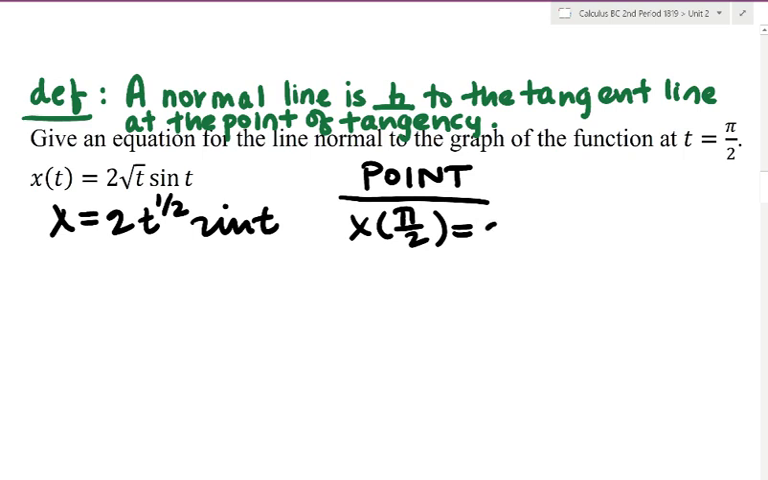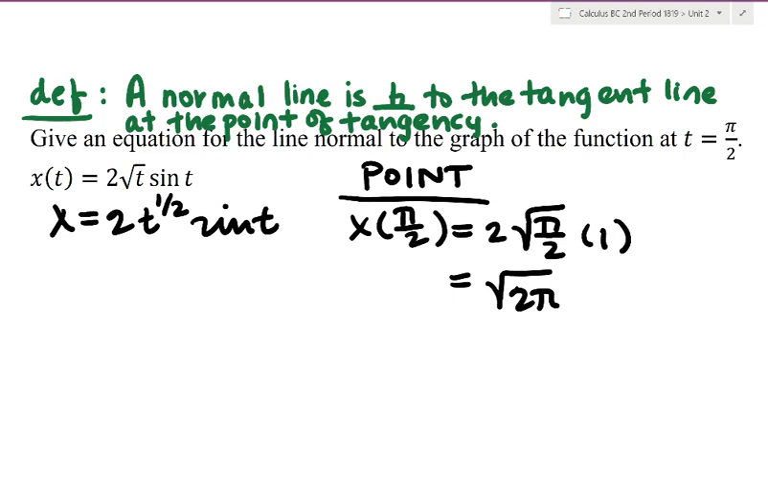So that's going to be 2 times the square root of pi over 2 times the sine of pi over 2, which is just 1. And that's the square root of 2 pi. I know because I did this yesterday, but also you can check by squaring it and seeing that it's actually the same. But I like the square root of 2 pi, it's kind of compact, I can write that. It's not too large. So I've got a point, now I need a slope. But in order to get the slope, first I need to take the derivative.